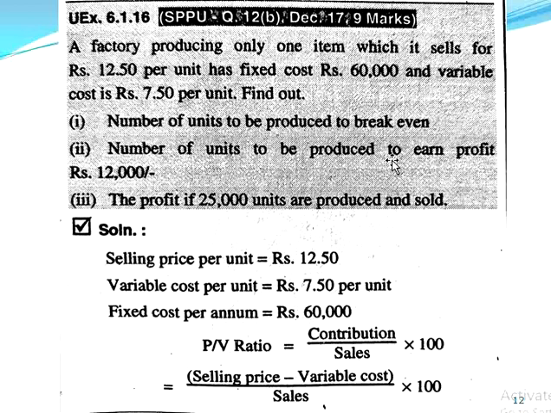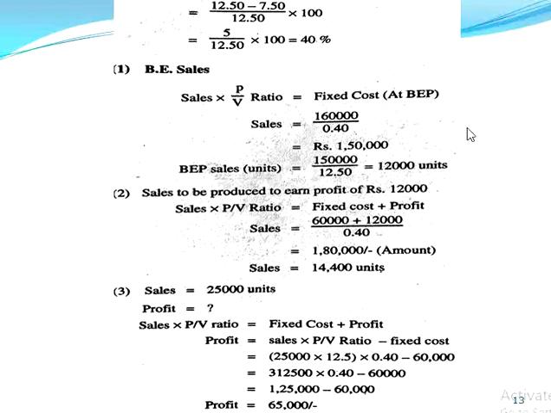Number of units to be produced to earn profit of 12,000. The profit if 25,000 units are produced and sold. So the same conditions are given. So PV ratio is contribution by sale into 100. Contribution, selling price, variable cost, sale, all are given. So we'll get PV ratio as 40%.